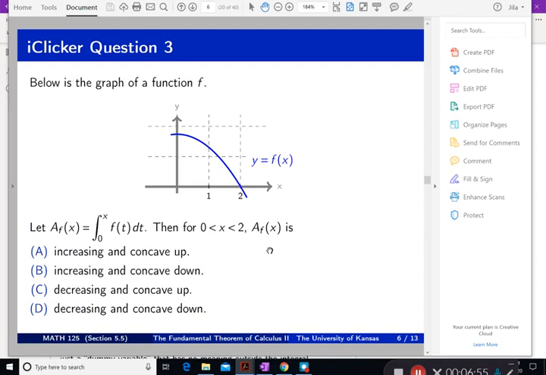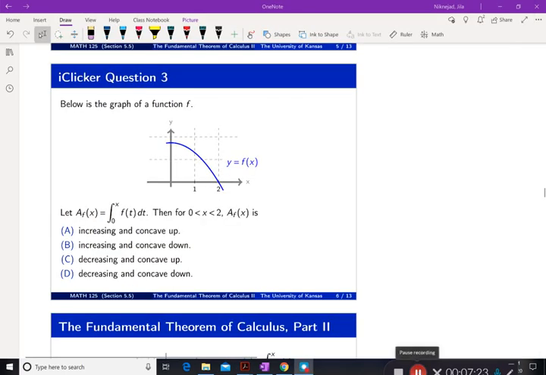Below is the graph of a function f. Let us know what A sub f of x is doing. That is A sub f of x, the integral from 0 to x of f of t dt, for x between 0 and 2, and tell us if it's increasing or decreasing, and about the concavity. So pause the video. Okay, after the pause, let's discuss this.